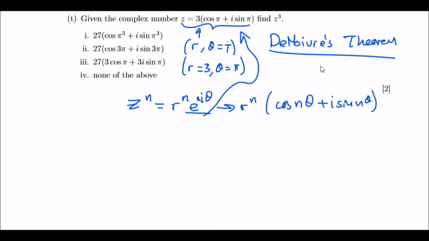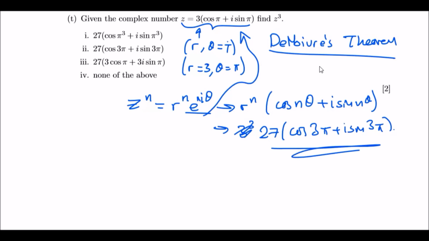Now what do we have exactly? So we know we have that pi is theta and r is 3. So this means that the solution is going to be firstly 3, which is r to the power 3. So 3 to the power 3, which is actually 27. So we can write 27 cos n pi, so n is 3, instead of theta, we can say pi, plus i sine 3 pi. And that's it. That's literally all they want you to do.